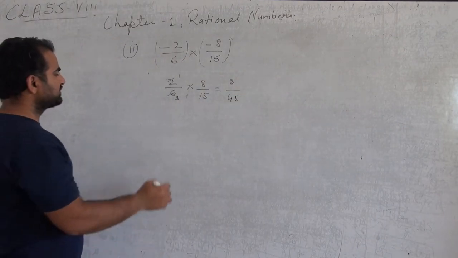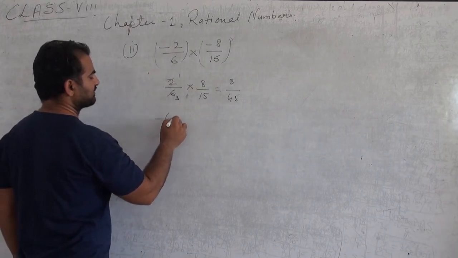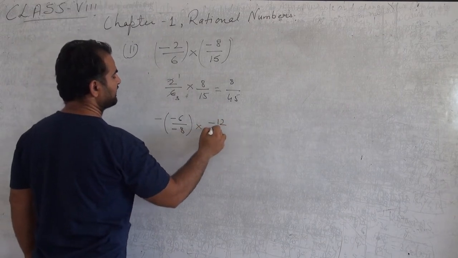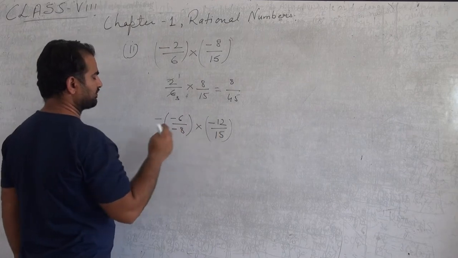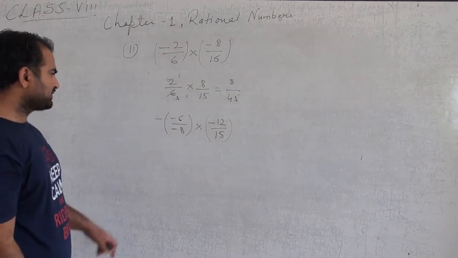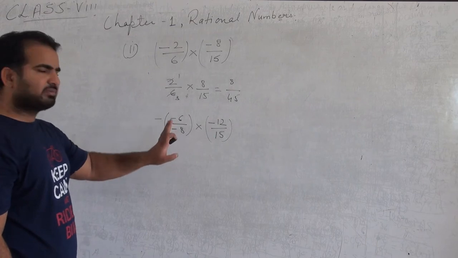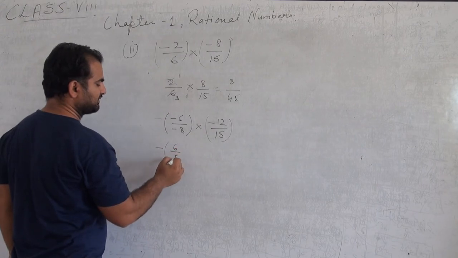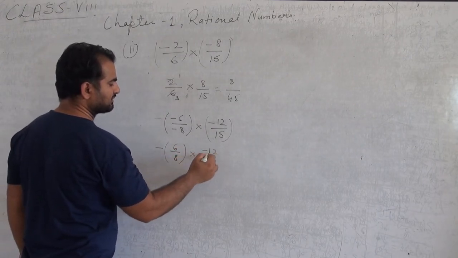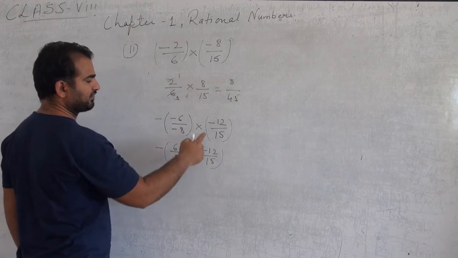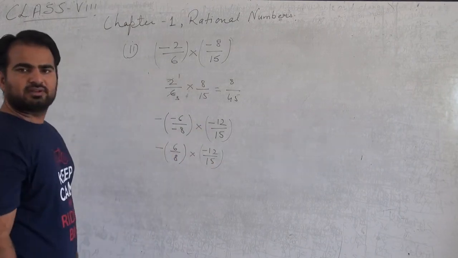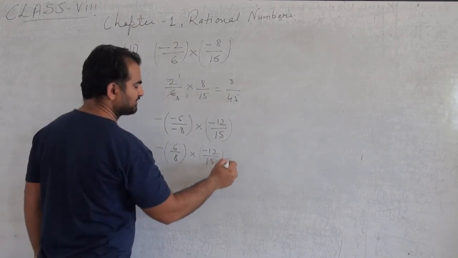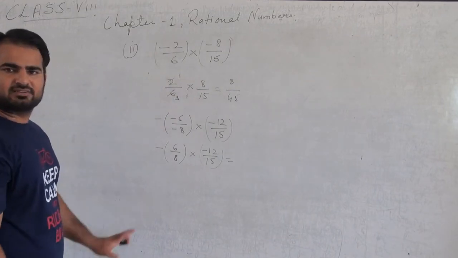Okay. So the next question is minus 6 by minus 8 multiplied by minus 12 by 15. Okay. So first of all, get rid of these signs. They can be divided or not. So it will be minus bracket. What is minus minus? Plus. So it will be 6 by 8 multiplied by minus 12 by 15, because this negative and this positive sign will give negative. Now we can say that this is also negative, this is also negative. So minus into minus will be positive. So the sign got cancelled.